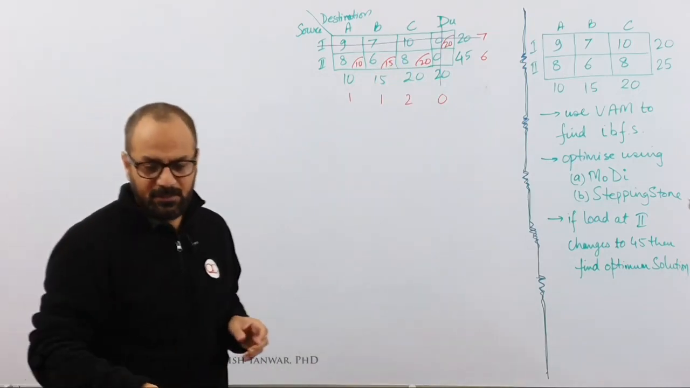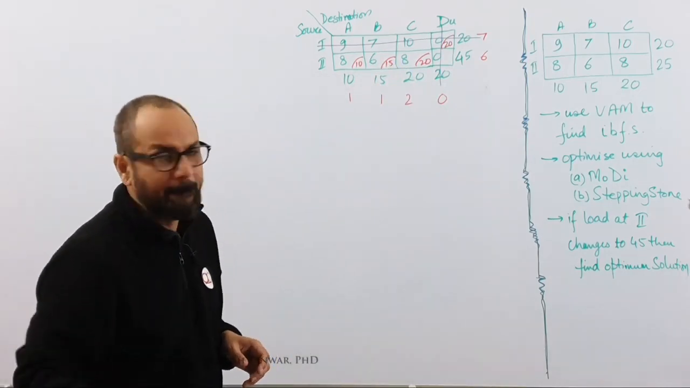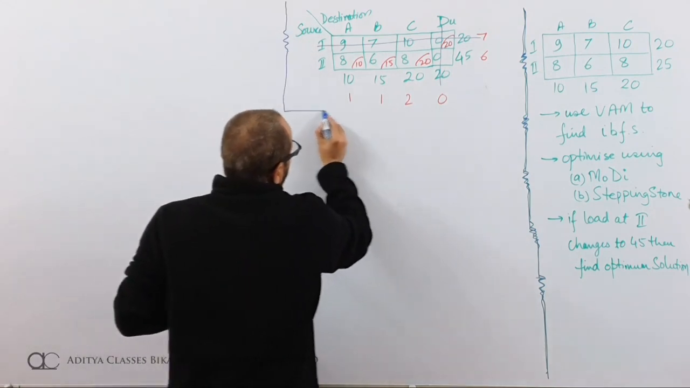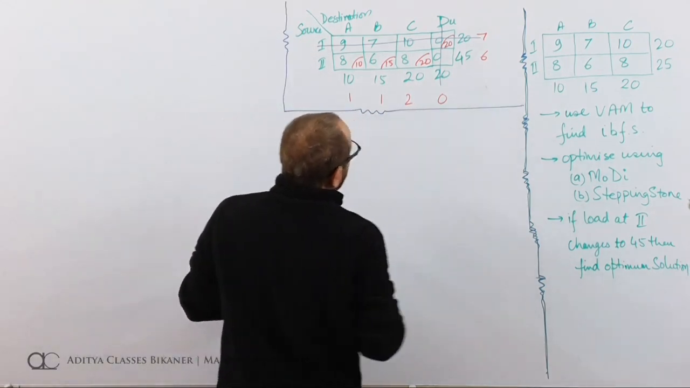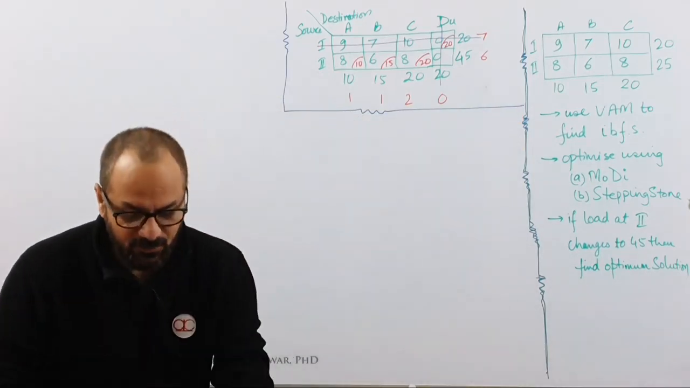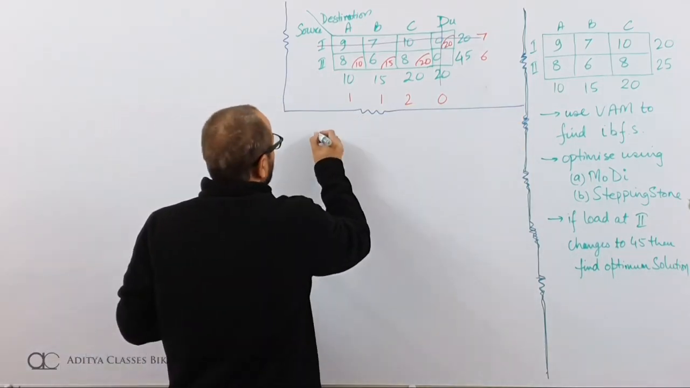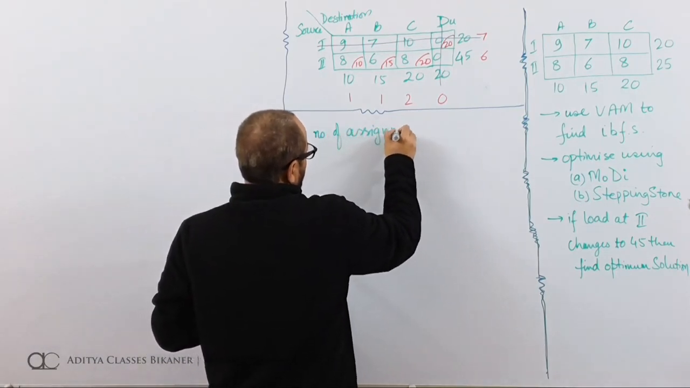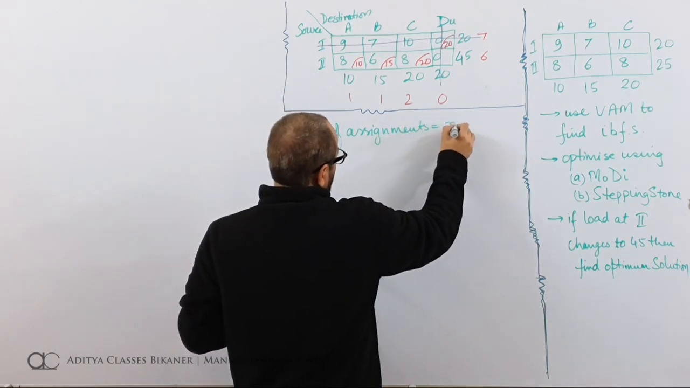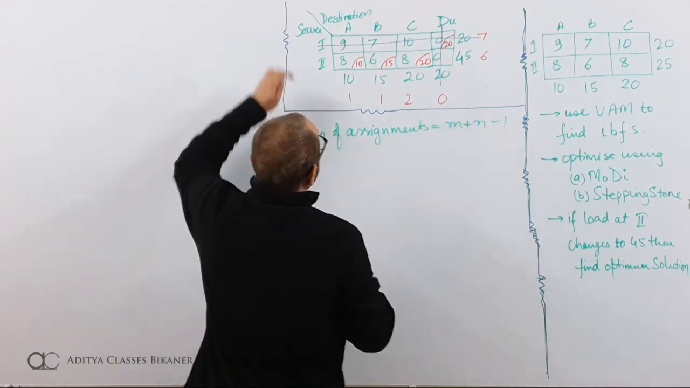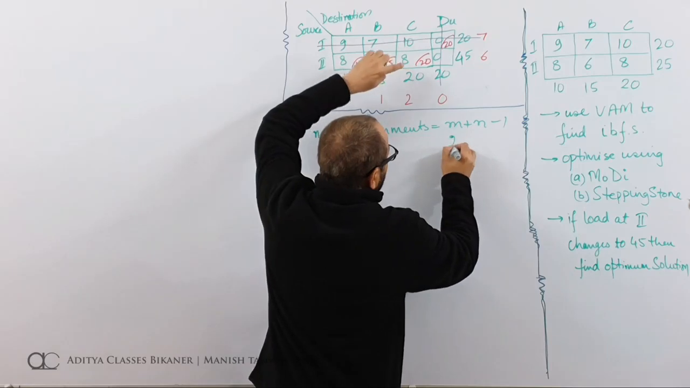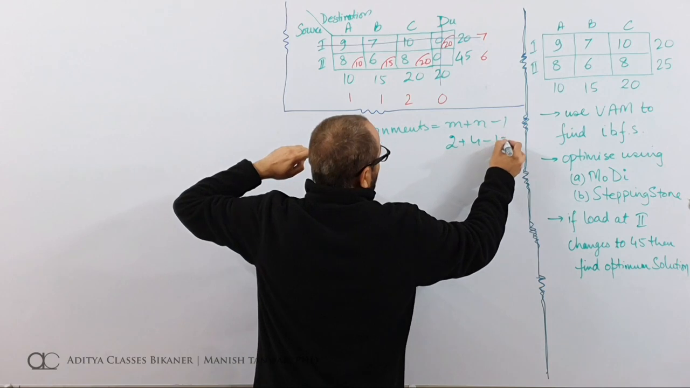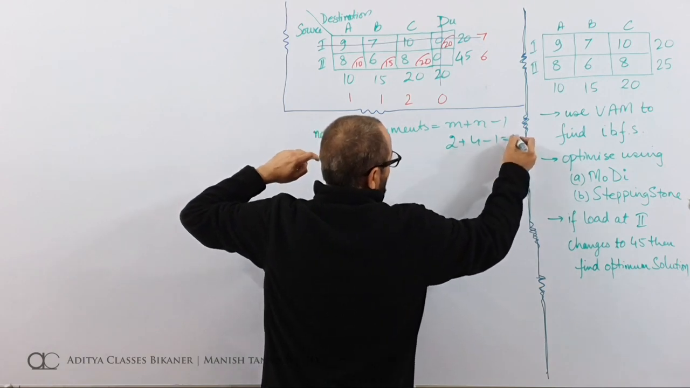Done. Next, we need to proceed to modified distribution. In order to proceed to modified distribution, we need to check the condition that the number of assignments should be equal to m plus n minus 1. Number of rows: 1 and 2. Number of columns: 1, 2, 3 and 4. So 4 plus 2 minus 1, that is 6 minus 1, which is 5.